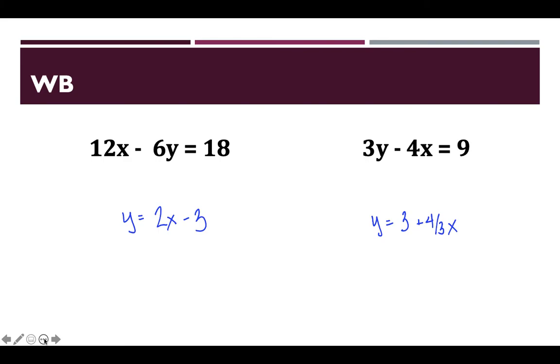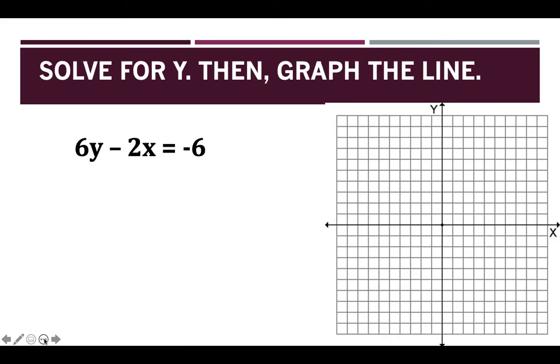Okay, so like I said, the purpose of doing this is to make it easier for graphing. So I just want to show you an example of what I mean by that. So this says solve for y and then graph the line. So solve for y first. I'm going to add 2x to both sides to get the y term by itself. Minus 2x plus 2x, that's gone. 6y equals -6 plus 2x.